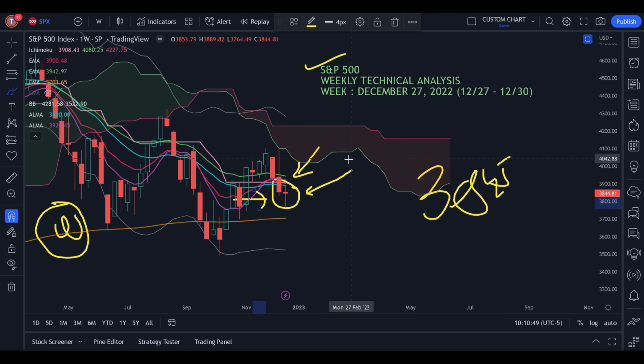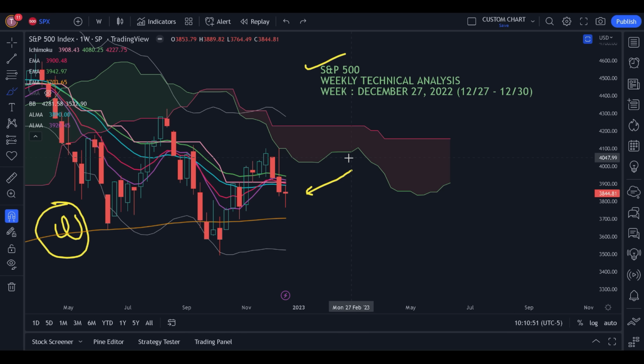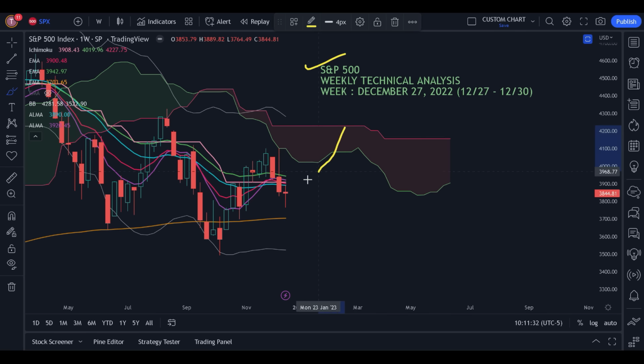So now let's first do this technical analysis, and then we will look into these two things, the S&P 500 and the Dow Jones. Now in this technical analysis, first comes the Ichimoku cloud. If you notice, the S&P 500 has closed below the Ichimoku cloud, right? This means that the S&P 500 is bearish through the Ichimoku cloud, right?